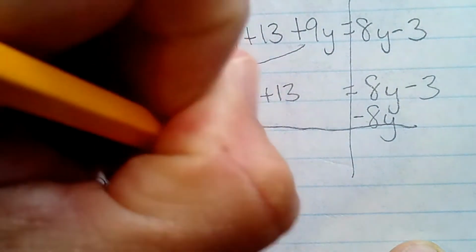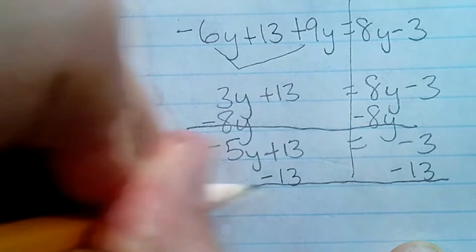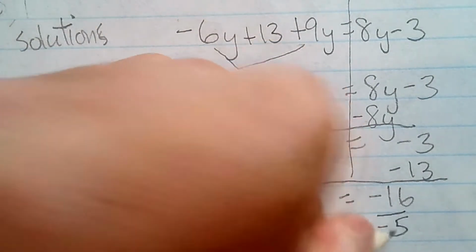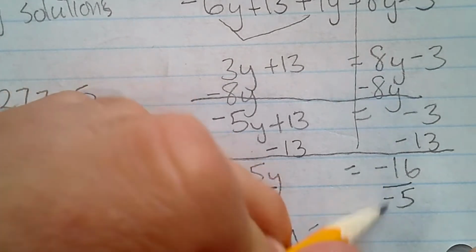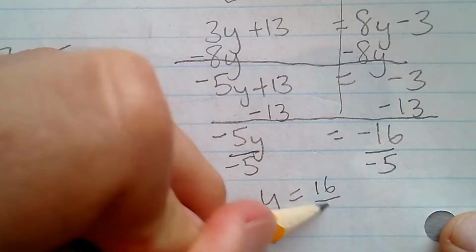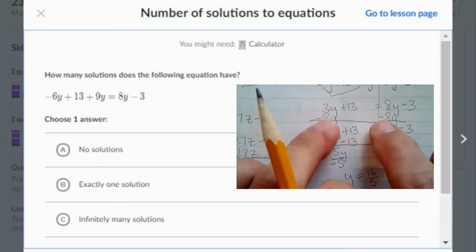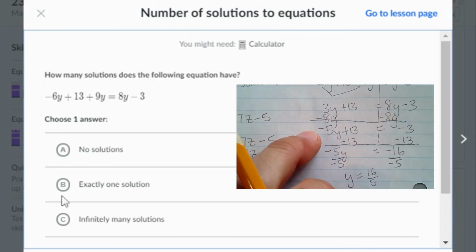I will subtract 8y, and you get negative 5y plus 13 equals negative 3, and then I'll subtract 13 from both sides, and negative 5y equals negative 16. I'll divide by negative 5, and y is equal to negative divided by negative is positive, so that's 16/5. But the fact is I got one solution here. It's all over, but I knew that all the way back here. So exactly one solution, and there it is, and we got it.